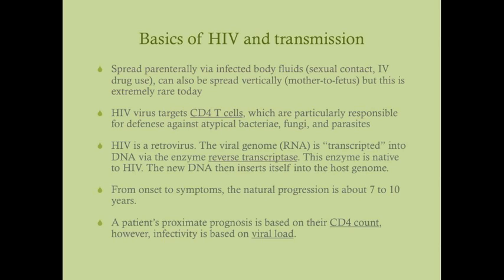Okay, so some basics of HIV and transmission, and I'm just going to give the same talk as I gave in the opportunistic section about HIV. It's spread parenterally via infected body fluids, so breast milk, semen, blood, and so forth. It can also be spread vertically, mother to fetus, during the pregnancy, but this is extremely rare today, as we're going to see. There are medications we give to the pregnant woman, there are medications we give to the newborn that cut this risk down by 80%.